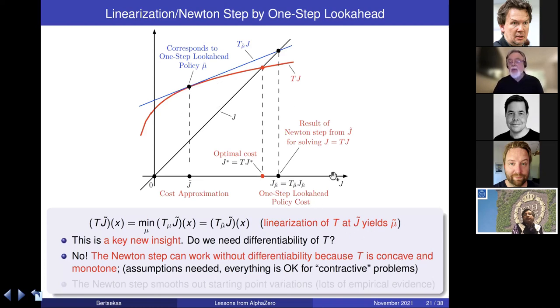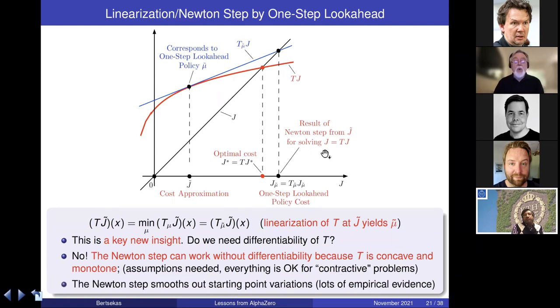But it's also true that you don't have to have differentiability here. Concavity is sufficient because this blue line in the case of a non-differentiable operator is just a subgradient. You use subgradients instead of derivatives and gradients. And the important thing is that you have a tangent hyperplane, a supporting hyperplane. And this can be provided by a subgradient or by a gradient just as well. Now, you do need some assumptions for this process to be valid, because there are all sorts of anomalies that can occur here. But everything works out fine for contractive problems, such as the discounted problem that I gave earlier.